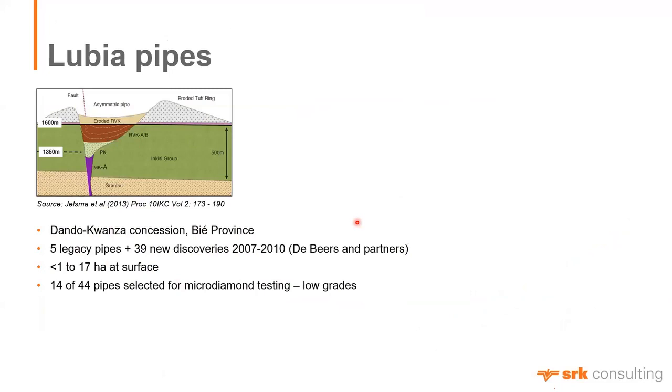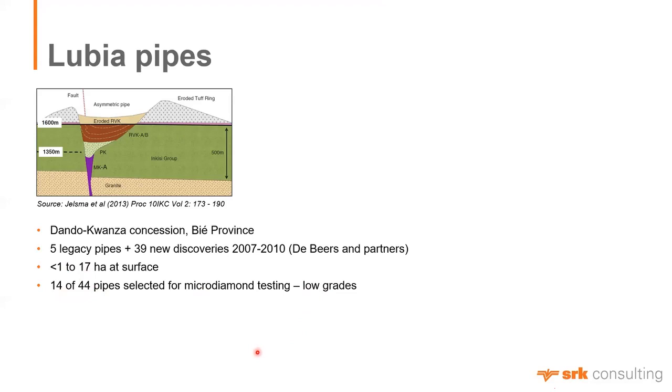Down south in central Angola, De Beers in their previous exploration drive did an excellent job on the Dando Kwanza concession in the B province. They discovered 39 new kimberlites, and reconfirmed 5 legacy pipes during this period. They're smaller pipes, 1 to 17 hectares at surface, and 14 of the 44 that were tested for microdiamonds had low grades.